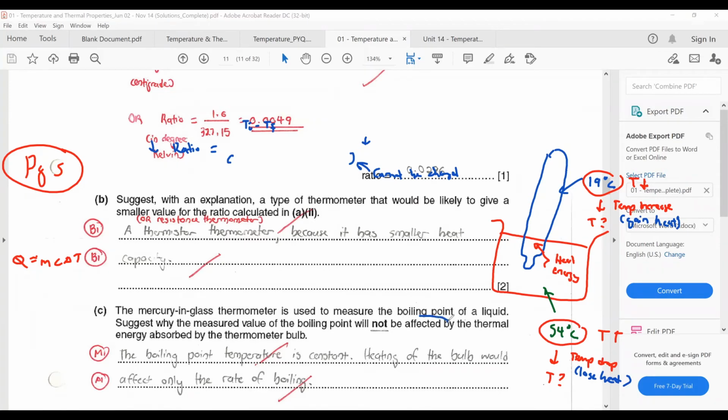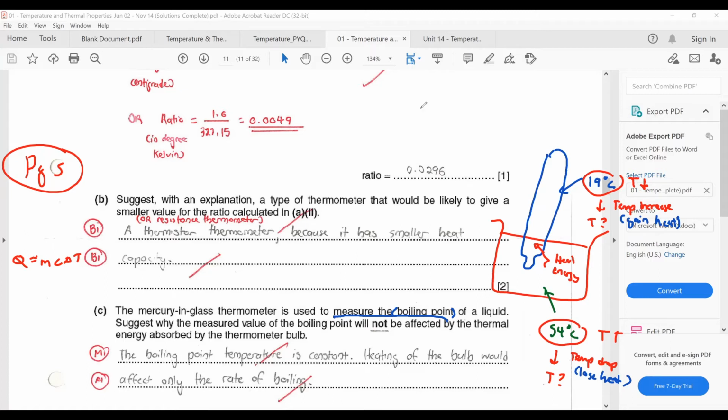The thing here is that they are using it to measure boiling point of a liquid. Why is it that the measured value of boiling point will not be affected by the thermal energy absorbed by the thermometer? Now boiling point temperature is always constant. The heating of the bulb will only affect the rate of boiling. What does that even mean? It is just something like this actually.